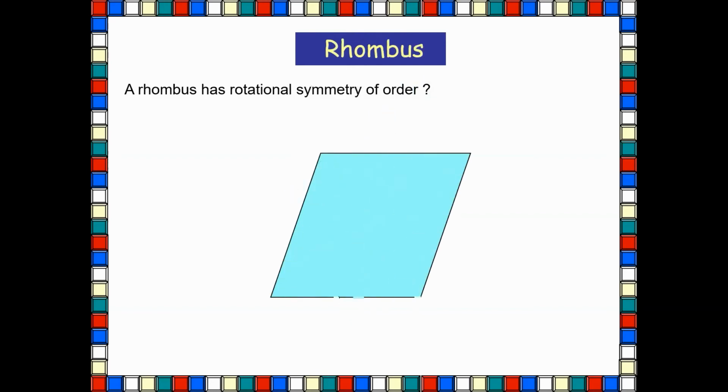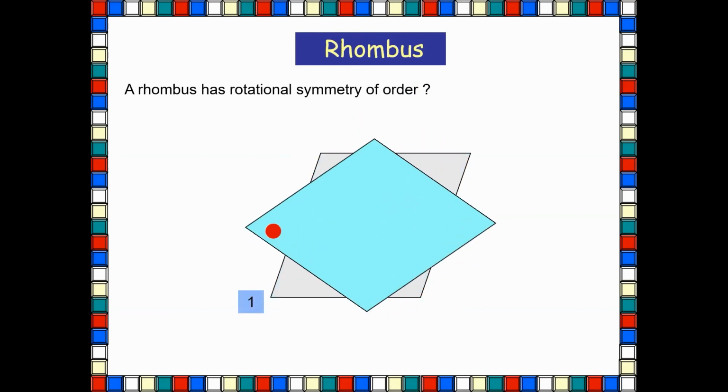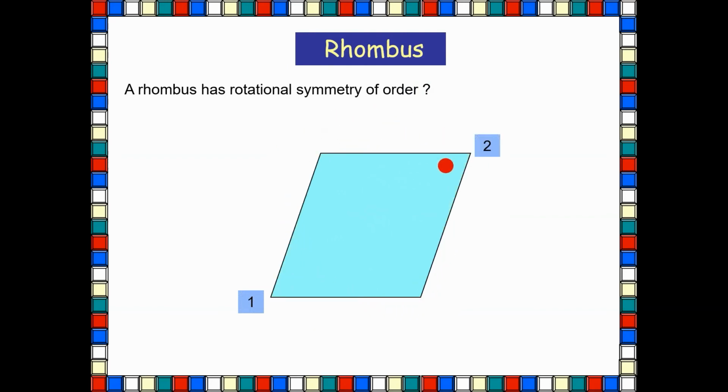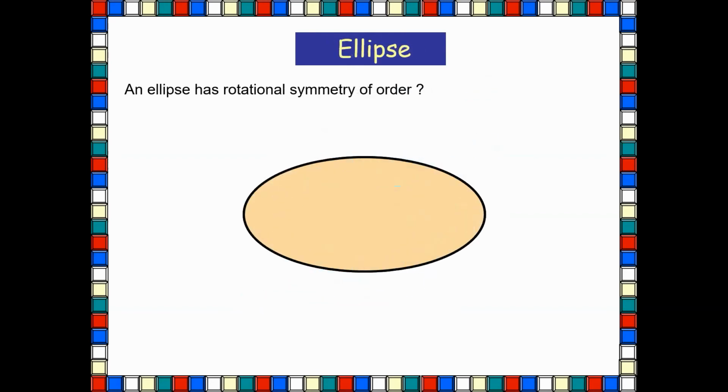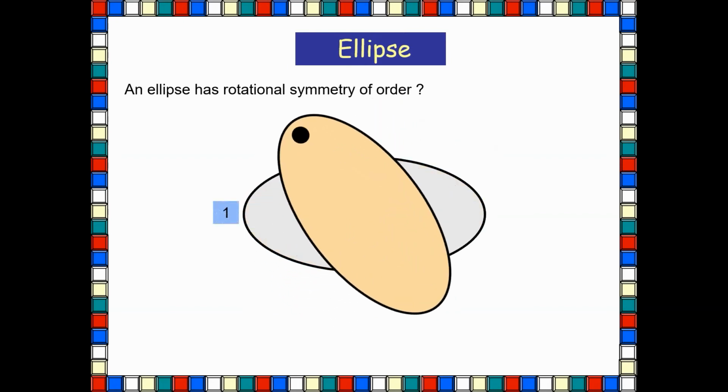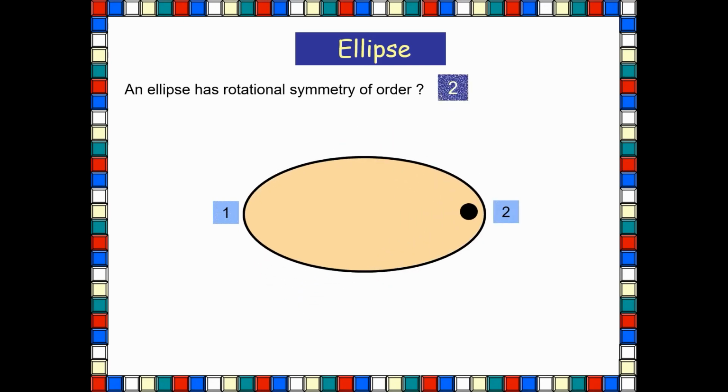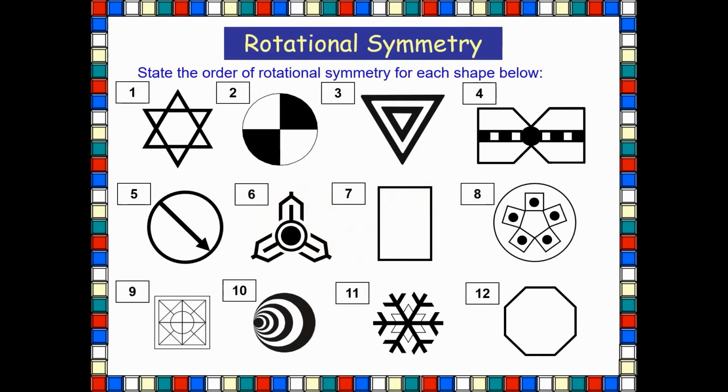What about a rhombus? A rhombus has all 4 sides equal as well, opposite angles are equal, and as you can see, it has rotational symmetry of order 2. An oval. An oval has rotational symmetry of order 2, because as you have seen here, it fits onto itself twice.